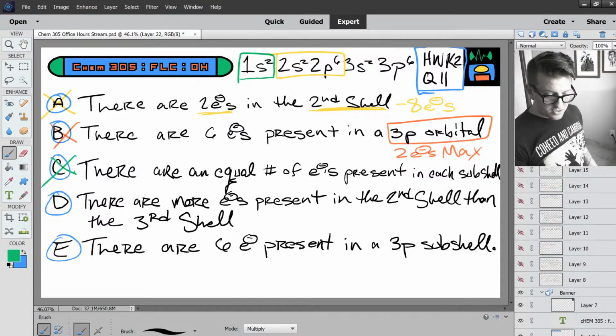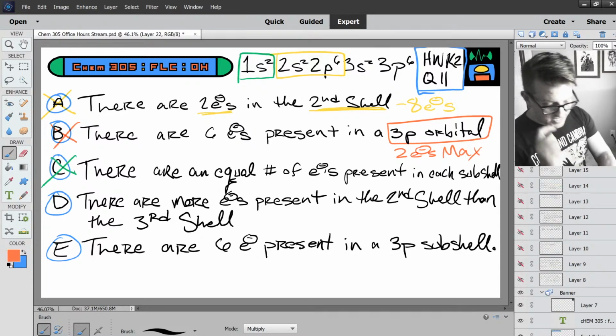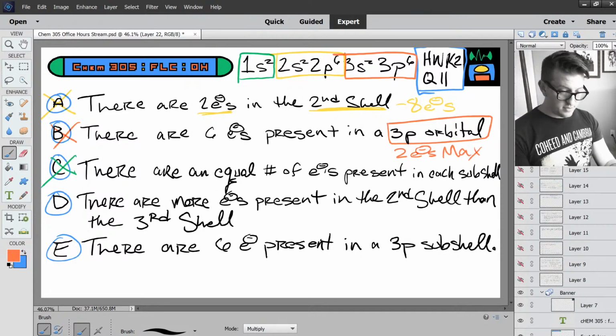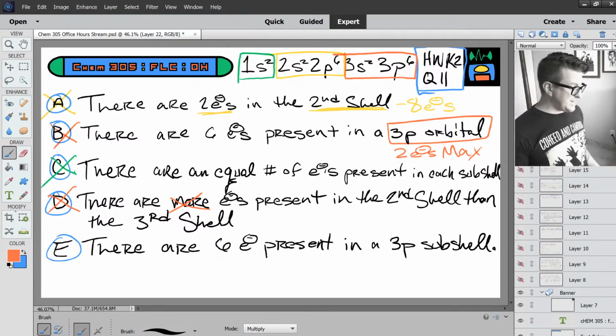D, there are more electrons present in the second subshell than the third. There I go being Sean Connery. Well, we've seen that there are 8 electrons in the second, but if you look at the third shell, there are also 8. So there are not more electrons present. So D is wrong. So we know that E has to be correct, but let's look at why.